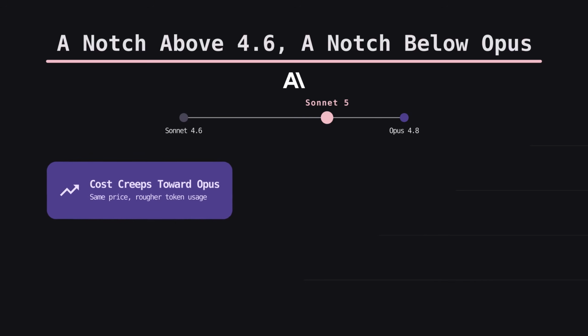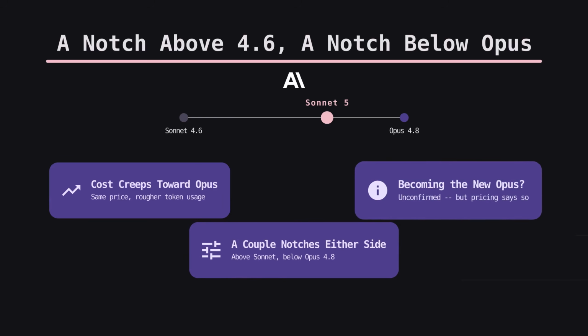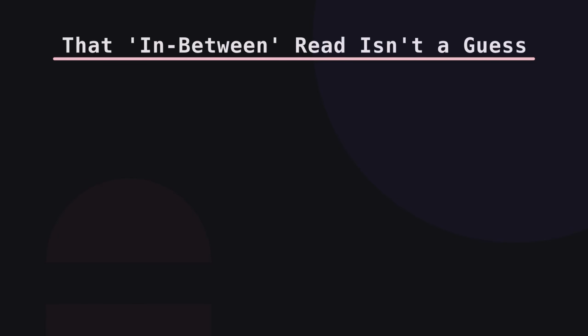Here's the actual read. This isn't a cheaper Opus. It's a couple notches above the old Sonnet, and a couple notches below Opus 4.8, on both the good stuff and the bill. Maybe that's the point. Maybe Anthropic's quietly turning Sonnet into the new Opus. Nobody's confirmed that, but the pricing sure reads that way. That in-between read isn't a guess. It comes from the wild. To see why, you need what's actually underneath the hood.